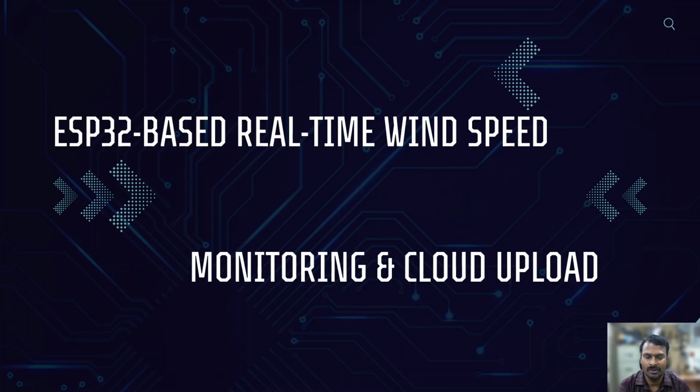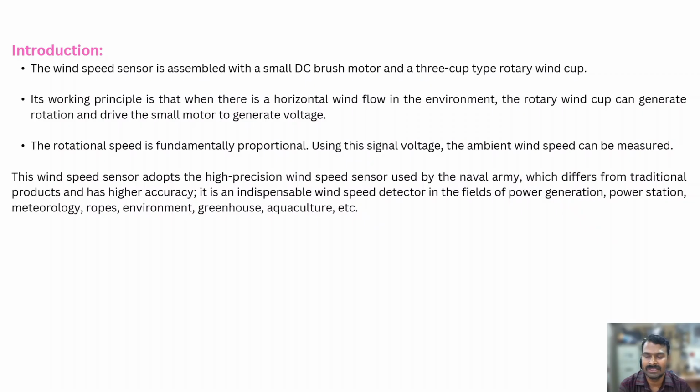So we will see how it is being done, what kind of sensor is used, and how this data is being uploaded to the ThingSpeak server. Now let us understand what this wind speed sensor is all about. It is a sensor which has a small DC motor and a 3-cup type rotary wind cup. Its working principle is that when there is a horizontal wind flow in the environment, the rotary wind cup generates rotation and drives the small motor to generate voltage. The rotational speed is fundamentally proportional. Using this signal voltage, the ambient wind speed can be measured.